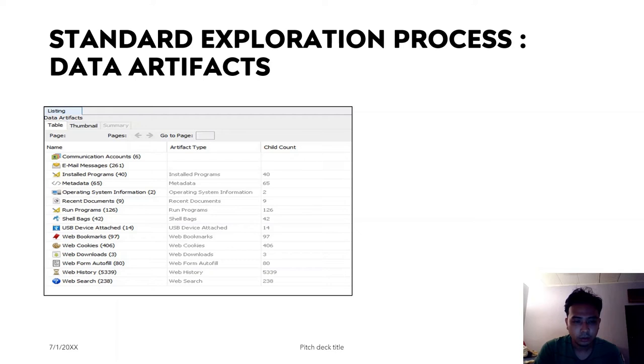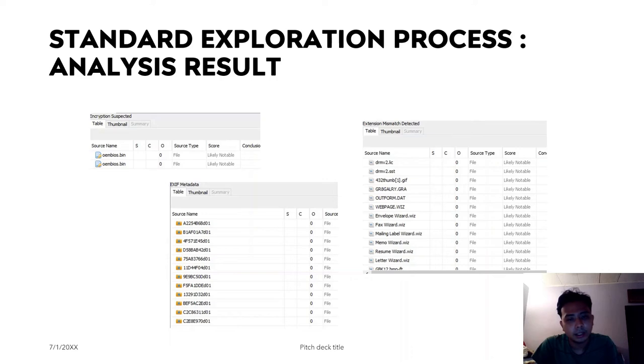Next is analysis result. In this standard exploration process, we try to see the encryption suspected by Autopsy, and then EXIF metadata, extension mismatch, and user content suspected. Below, you can see an example of encryption data. It has two, and there are also many encryption extension mismatches detected by Autopsy. It's important to keep in mind that Autopsy is able to score the files in the analysis result.